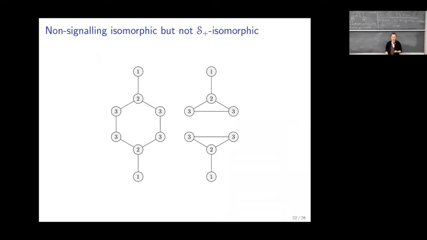So, as promised, non-signaling isomorphic, but not PSD isomorphic. This is the same pair of graphs, right? They admit a common equitable partition, so they are non-signaling isomorphic. But we know that they are not PSD isomorphic because they have different number of connected components, and we know that PSD isomorphic graphs must have the same number of connected components.